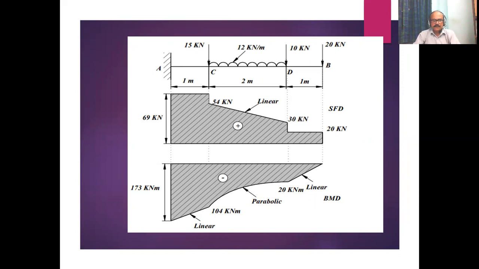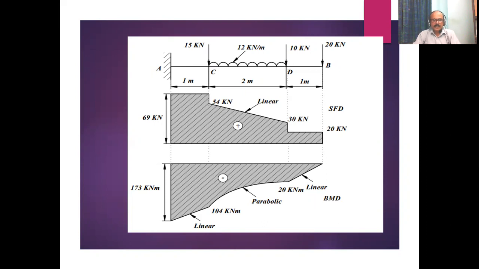Now after point D up to point C, we have a uniformly distributed load, as the name itself indicates, and it is given as 12 kilonewton per meter. So with the distance, that load varies. At point D, the distance is zero, therefore the load is zero. But at point C, it increases with the distance. For 2 meters, it is 12 into 2, 24. So at point D from 30, it adds another 24. So at point C, it will be totally 54.